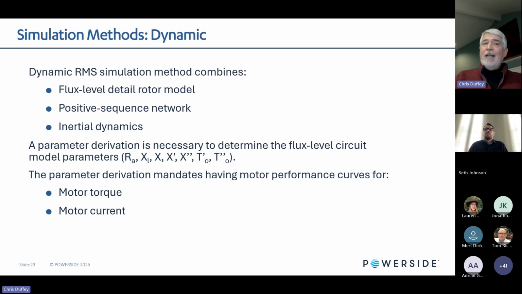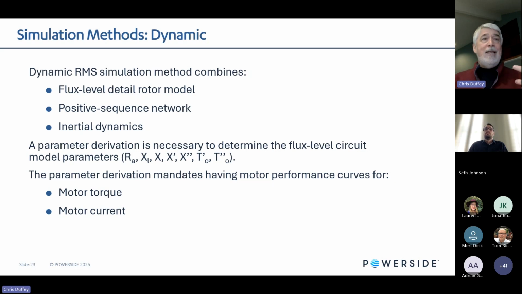So the next detail is a full dynamic simulation. And if you're familiar with dynamic stability, that's what typically is done across the industry for utilities and simulating the whole grid infrastructure and its dynamic behavior. So for this type of model, we're going to need something a bit more sophisticated. And we want a full flux level detailed rotor model so that we can simulate the time constants in the rotor. But it will also use the positive sequence network and the inertial dynamics, similar to the previous one.